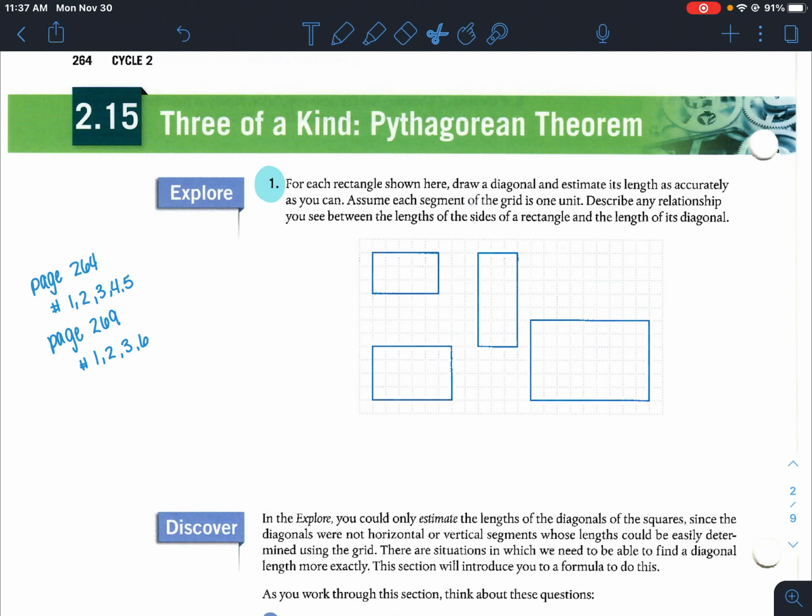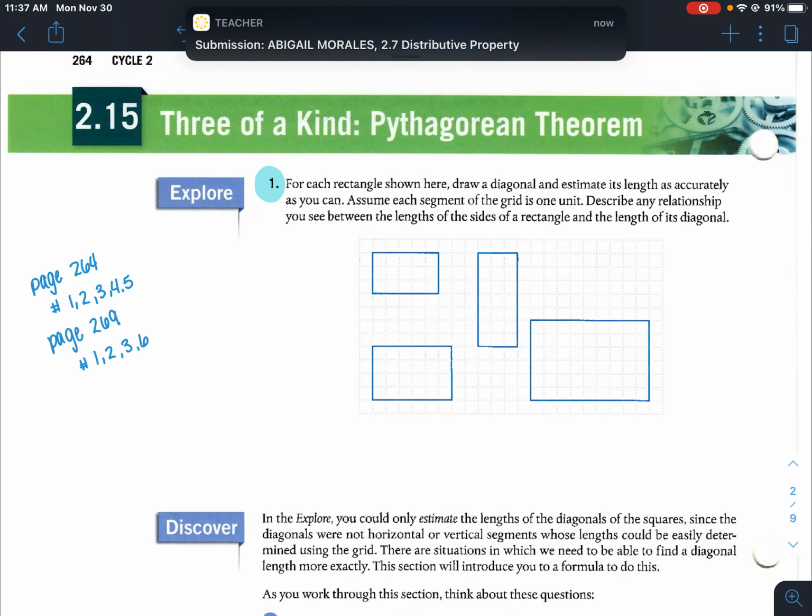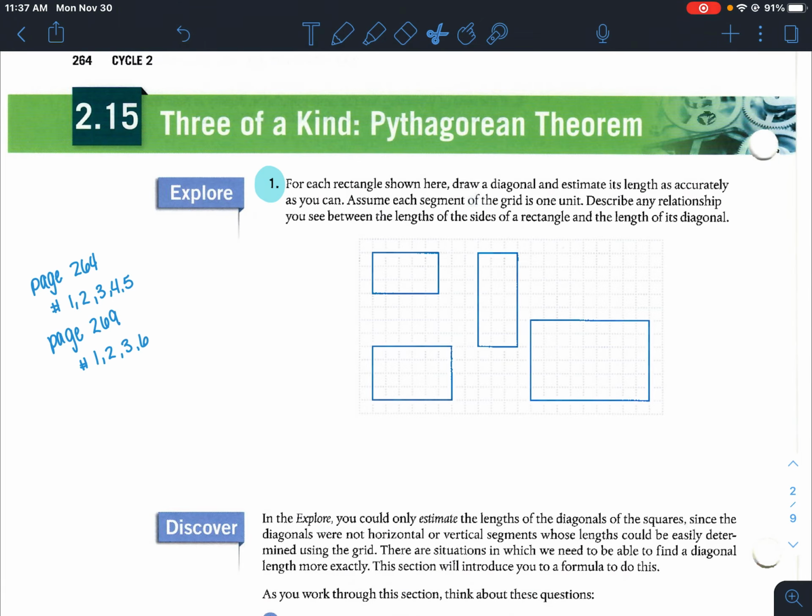Okay, so Pythagorean Theorem. I'm sure you've seen this before, you've heard it before, you've used it before, so this shouldn't be anything new, earth-shattering, or hopefully it's not difficult. So for this first one, for each rectangle shown here, draw a diagonal and estimate its length as accurately as you can, estimate being that key word, and then assume each segment on the grid is 1 unit. Describe any relationship you see between the lengths of the sides and the length of its diagonal.